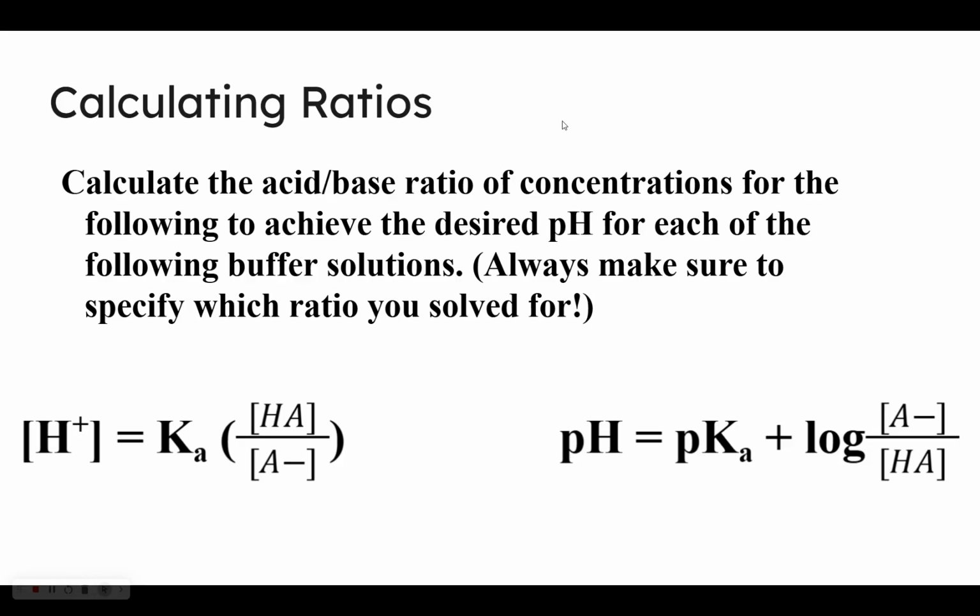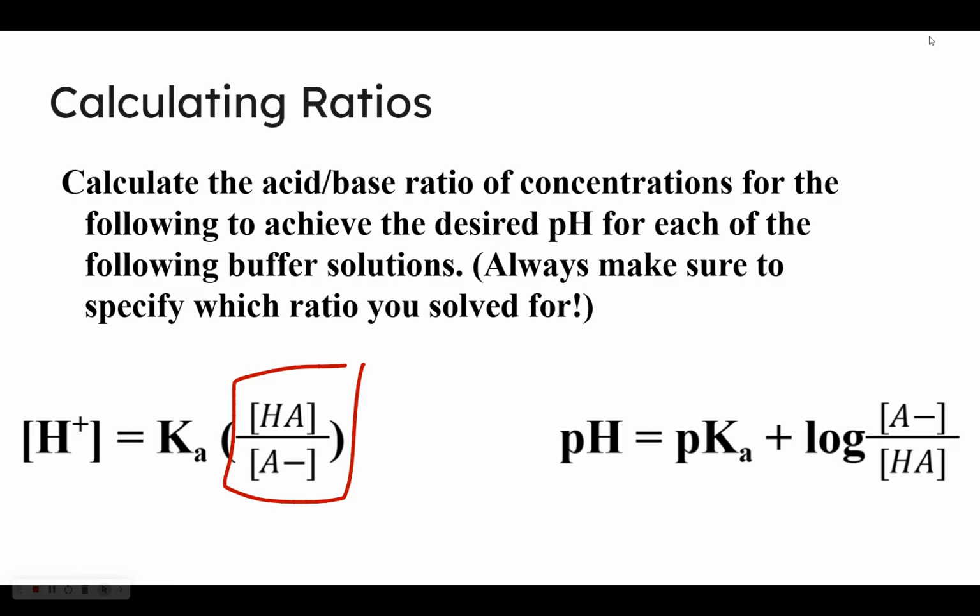To calculate the acid-base ratio of the concentrations for our weak substance and its conjugate, we're always going to have a target pH that we want to prepare. And depending on which way we choose to calculate this, we might end up with a slightly different ratio.